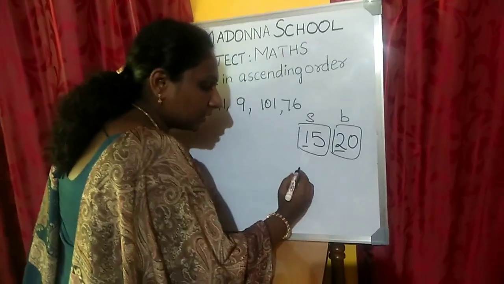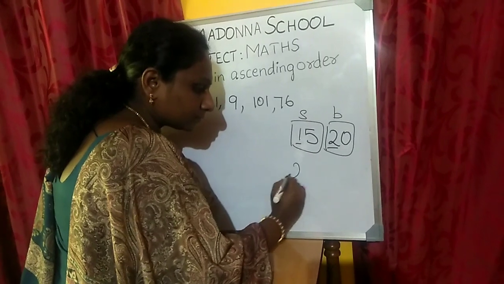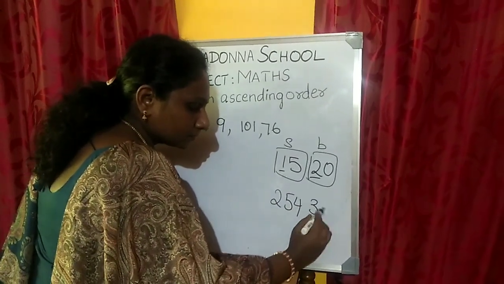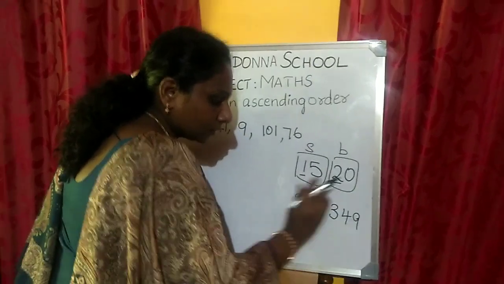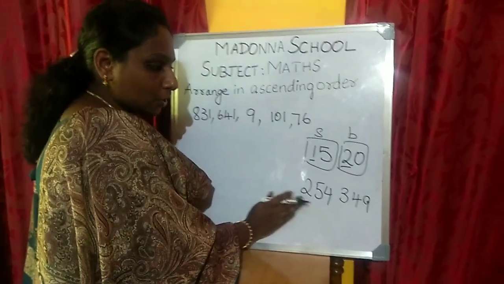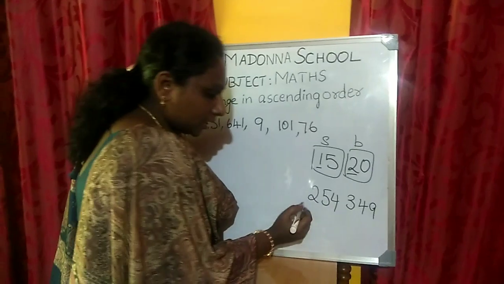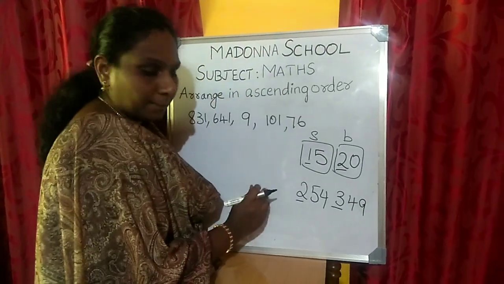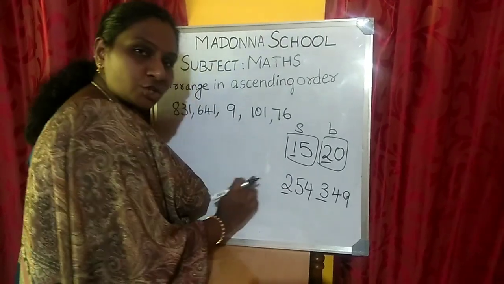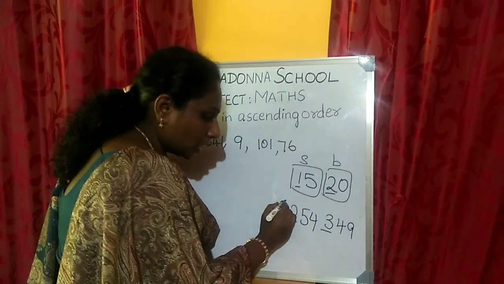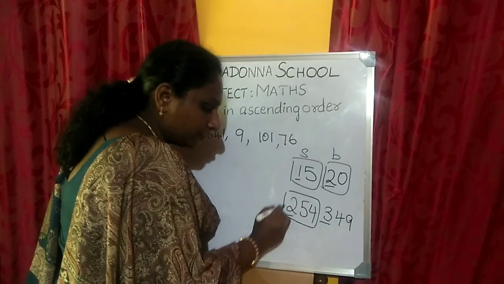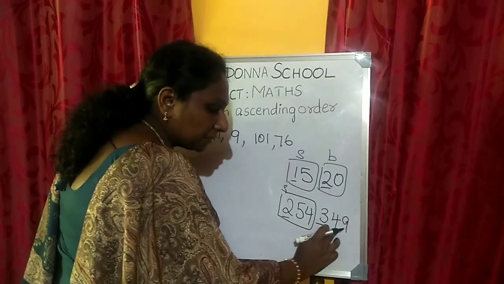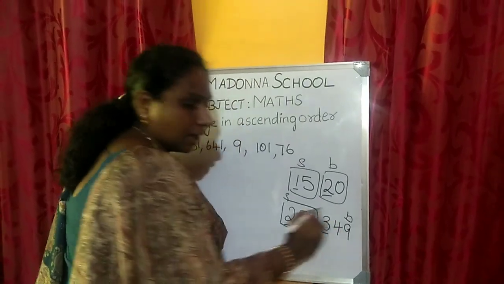Now we'll have another example. Both are 3-digit numbers. Here, what should you do? You have to compare the first digit. 2 and 3. Which is smaller, children? 2 is smaller. So 254 is smaller and 349 is bigger.